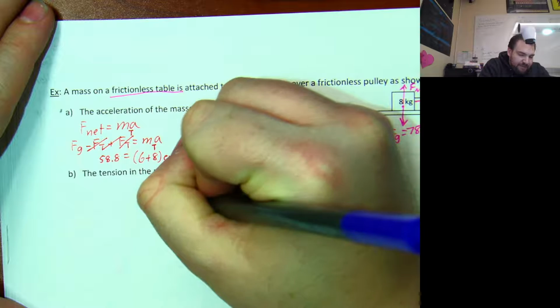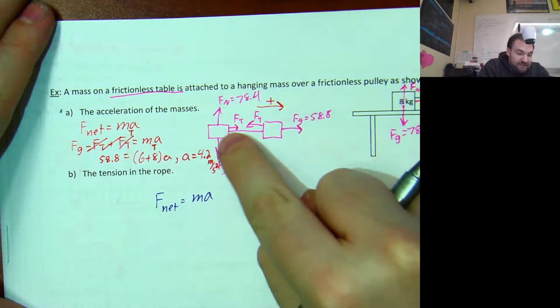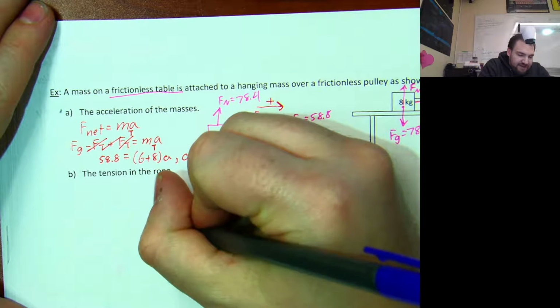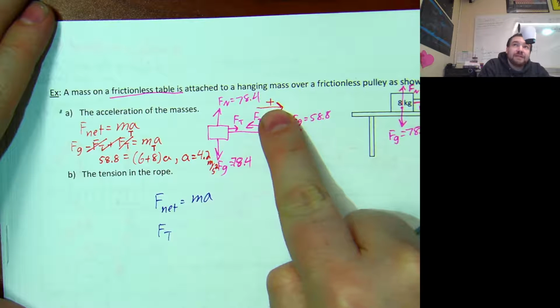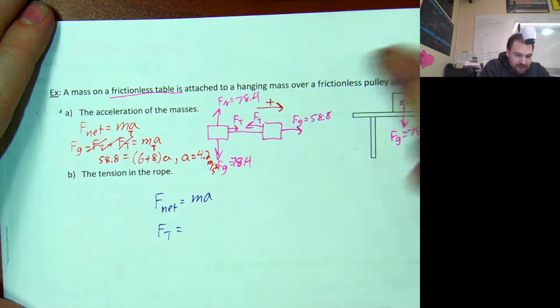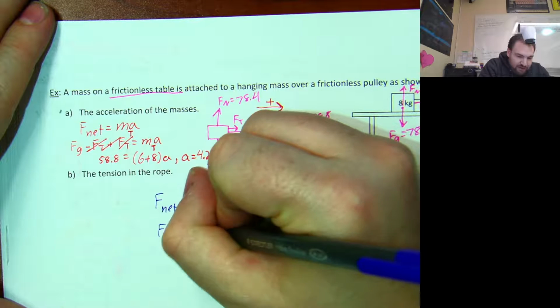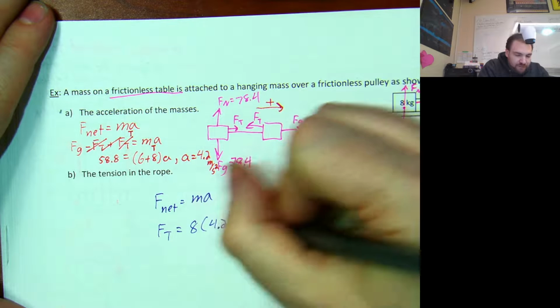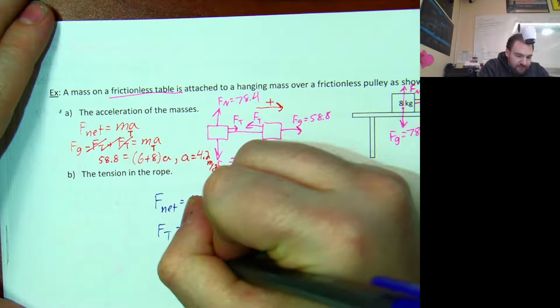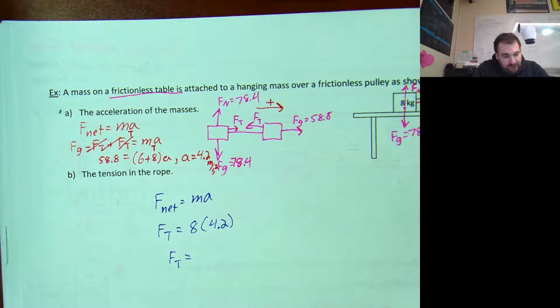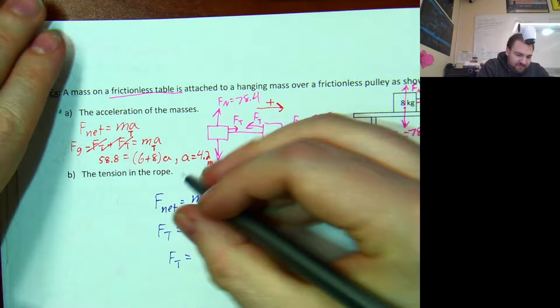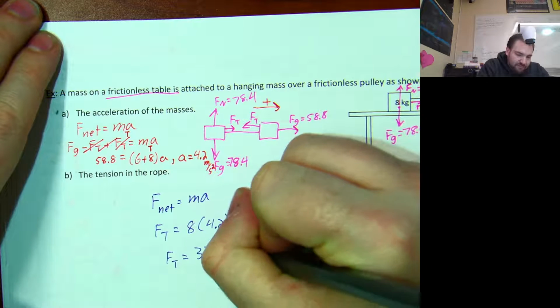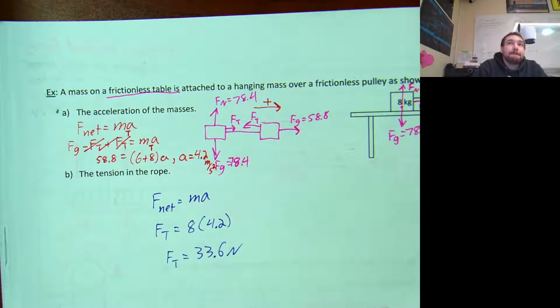So we're going to use F net equals ma, just isolating this block now. So I'm going to use Ft, because it's acting to the right, and that's what I said was positive, equals, now that is an 8 kilogram block, times the acceleration of the system, 4.2. So then Ft is going to be 33.6. Is that right? And we're done.